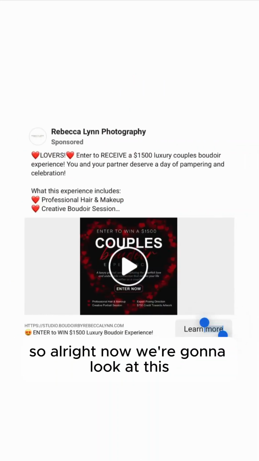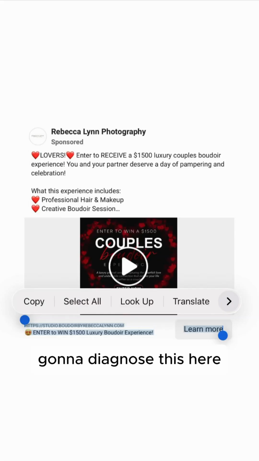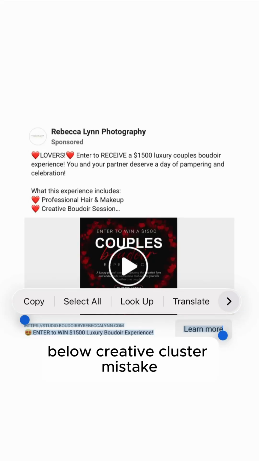So, all right, now we're going to look at this. We're going to diagnose this here, see what our thoughts are. So what I'm seeing right now is the below creative cluster mistake. Got it highlighted.